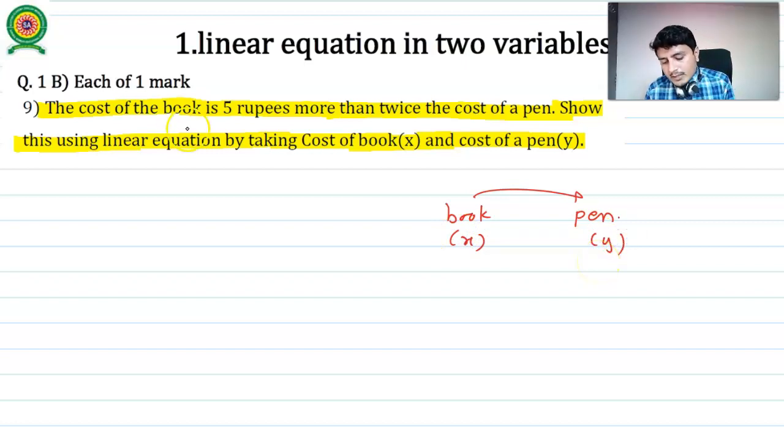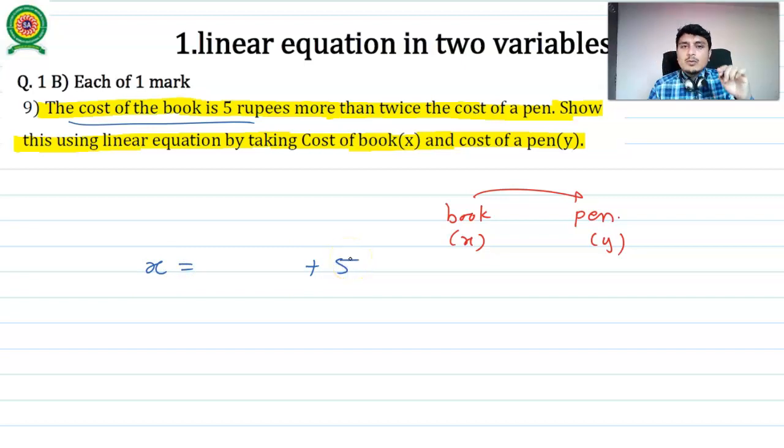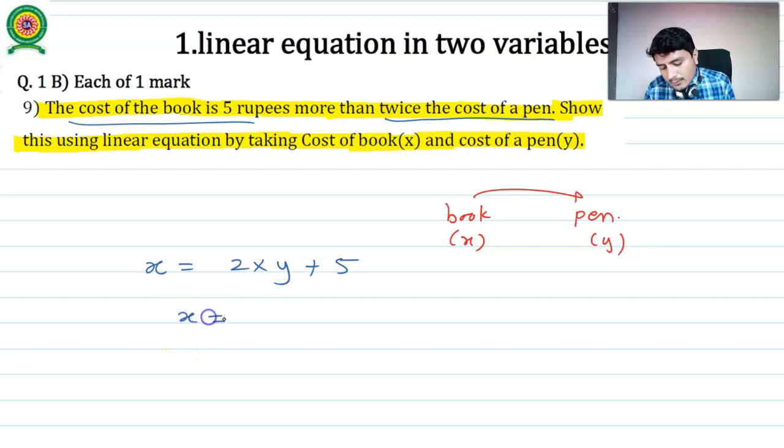Now we have the condition: the cost of book is 5 rupees more. That means the cost of book is x, that is 5 rupees more. More means we have to add the 5. To what? Twice the cost of pen. Twice means 2 times, double the cost of pen. The cost of pen is y. So the equation is of the form x equals 2y plus 5.